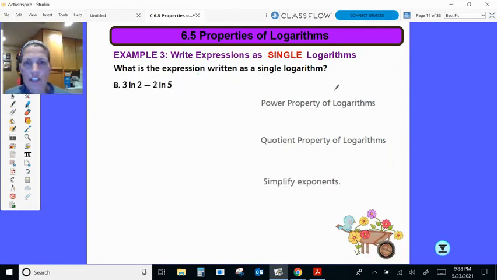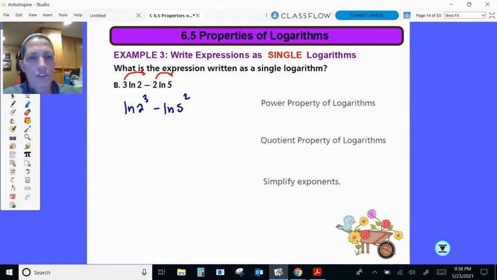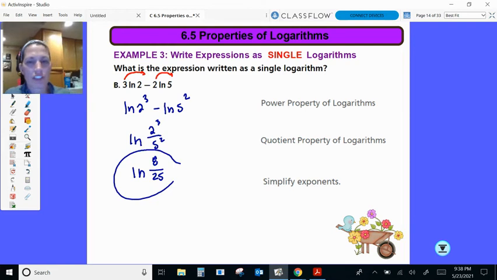So what's this expression written as a single logarithm? Again, let's do our power properties first. This 3 is going to come up here, and this 2 is going to come up here. So I have natural log of 2 cubed minus natural log of 5 squared. We can write that as natural log of 8 over 25. And you're all done. Single logarithm, not 2.